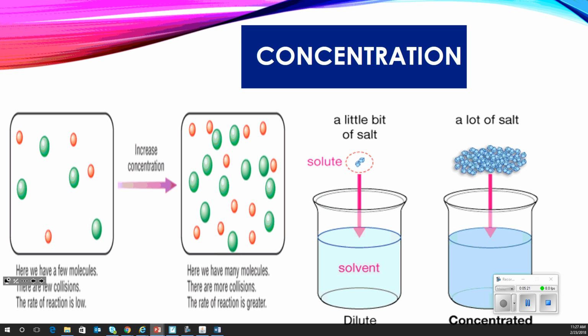So concentration, how does it affect the reaction? The more concentrated, or the more particles, the faster the reaction is going to happen. The fewer particles, the slower, right? So dilute would be slow, concentrated would be faster.